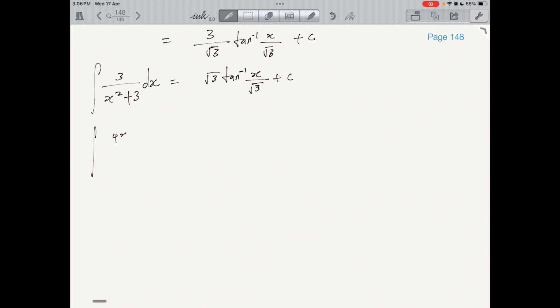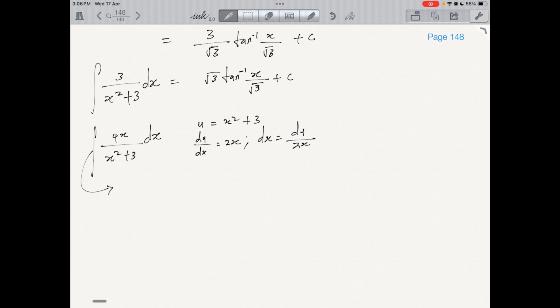Integral of 4x divided by x squared plus 3 with respect to x. Now, this is determined using algebraic substitution of u equals x squared plus 3. If u equals x squared plus 3, du/dx equals 2x, and dx will be equal to du divided by 2x.